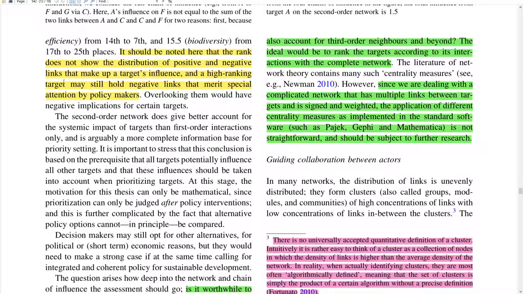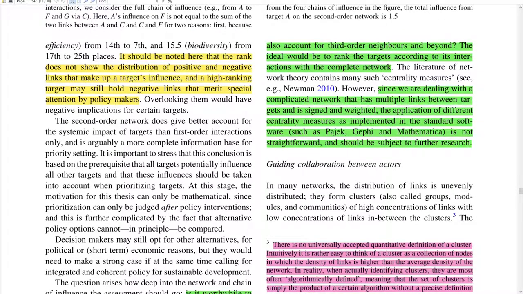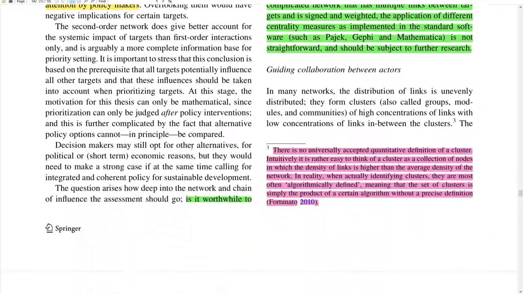So a high ranking target may still hold negative links that merit special attention by policymakers. You could look at a target at the first spot, but it still has some negative links that you need to take care of. Merits special attention by policymakers. You don't just take a high-ranked target and say, oh, you know what? We should just start working on this because it looks like the first thing that we should work on. Priority setting has been done.